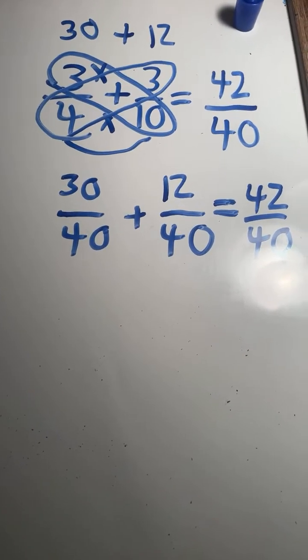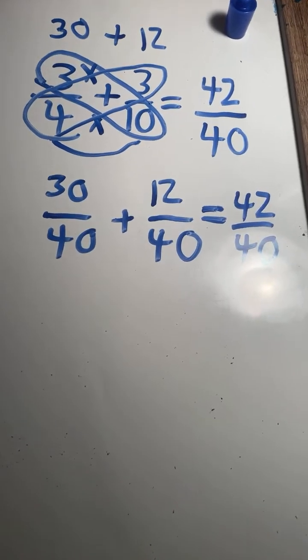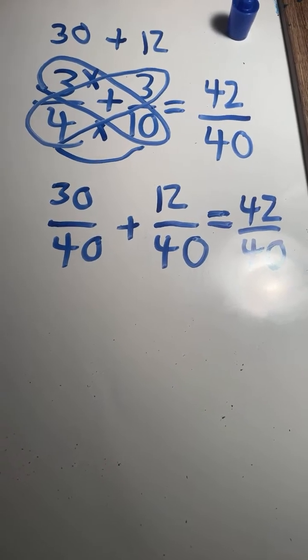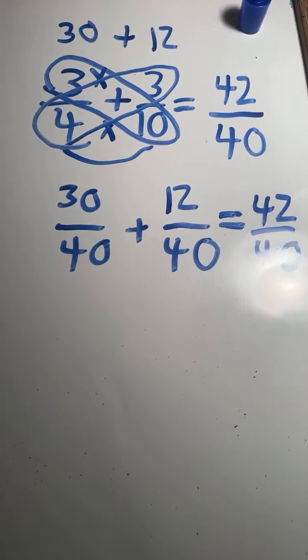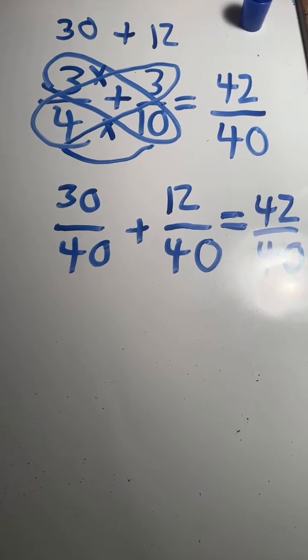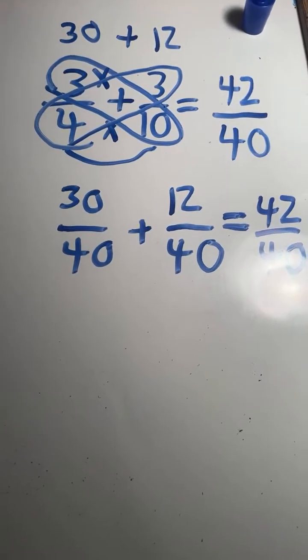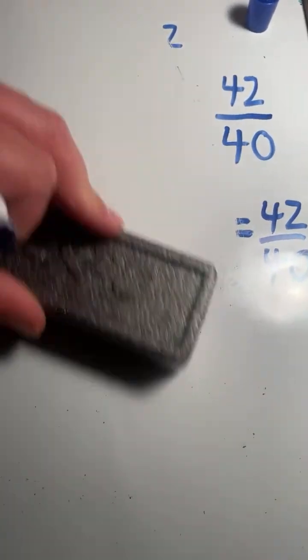Now again, that answer can be reduced. 42/40ths can be reduced to lowest terms. This is not in lowest terms, and it can also be converted into a mixed number, but again, converting improper fractions to mixed numbers, I like to make that its own video. Reducing fractions to lowest terms, I also like to make that its own video. So that will be our final answer for this video. Next example.